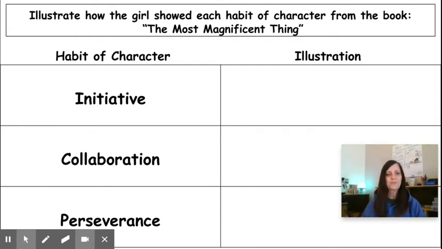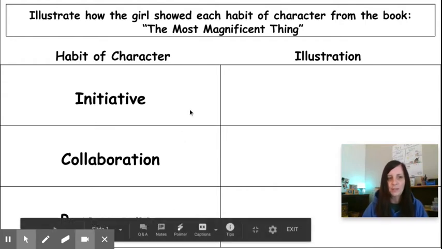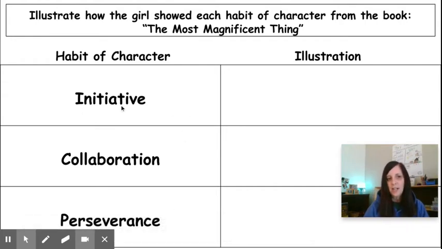This book right here. And so what you have is a chart, and you can either print this chart out or you can just create this chart. You can draw it or have someone draw it for you so that you can illustrate in this little box how the girl showed all the different habits of character. So for instance, for initiative, over here, you would draw some pictures, and yes, the box is a little small, so you'll have to draw some small pictures. If you want to draw your own boxes and make them bigger, then you can draw it on your own paper.